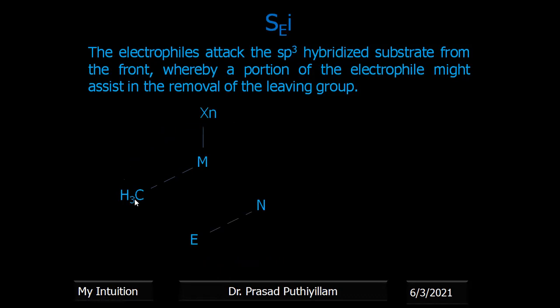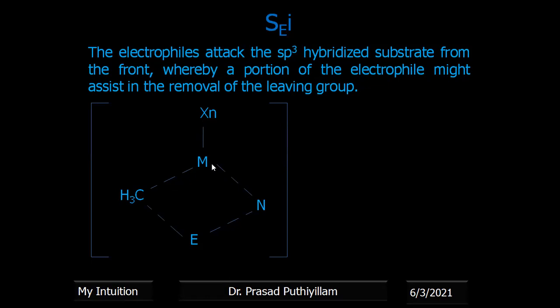So it is actually CH3, with a sigma single bond to the metal, then a single bond to the Xn. The portion of the electrophile is represented here. There is a bond breakage because of the presence of the electrophile, so a transition state is formed. We have to write it in a square bracket. Therefore, this is a transition state in which N is a portion of the electrophile.